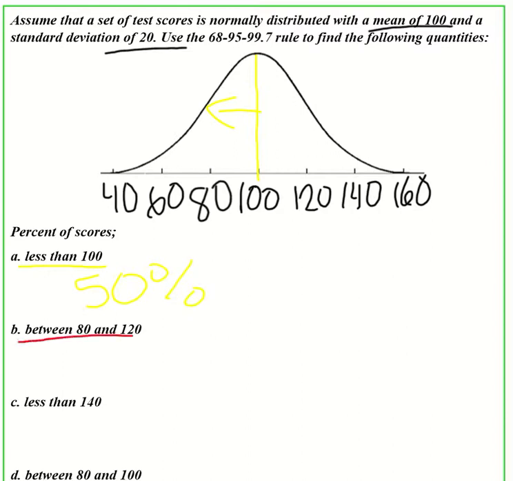And now we have between 80 and 120. Well, 80 is here and 120 is here. So it's all this data in between these 2 red lines. And remember, that's 1 standard deviation away from the mean. And 1 standard deviation away from the mean in both directions is 68% of the data. So there we have 68%.